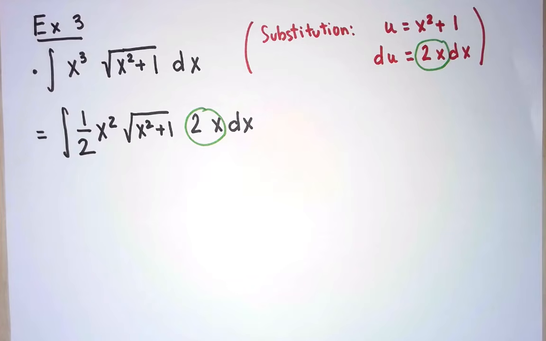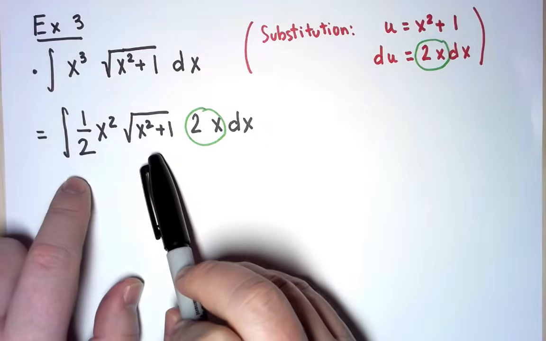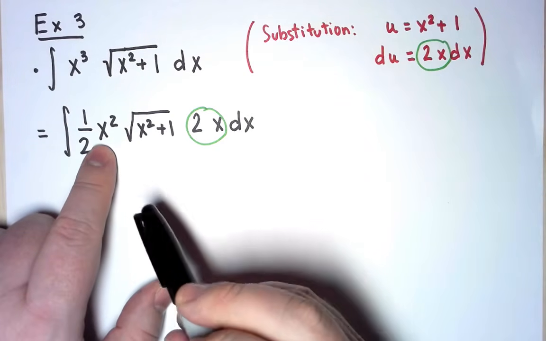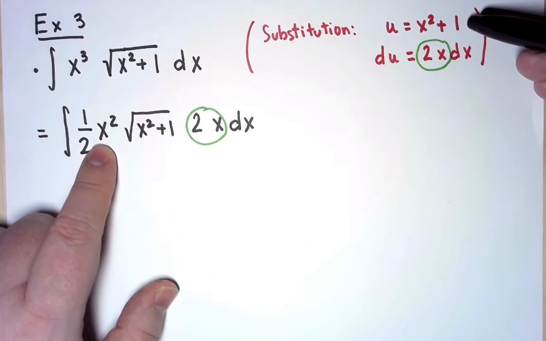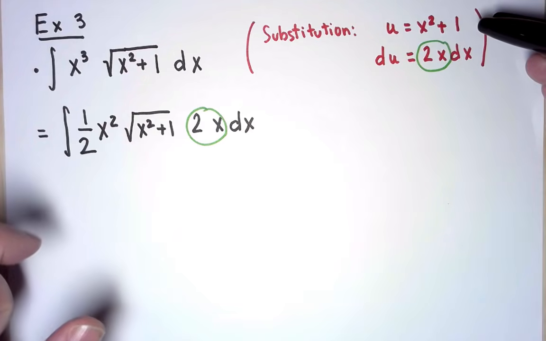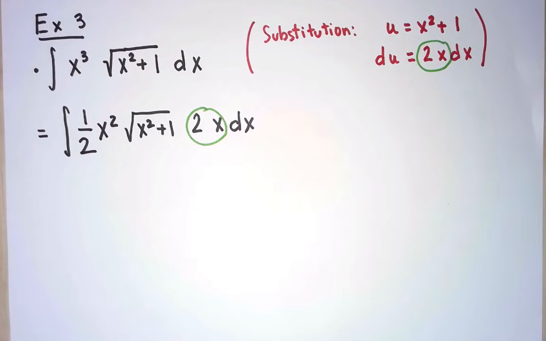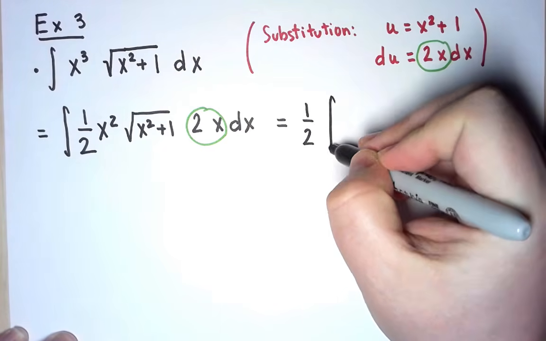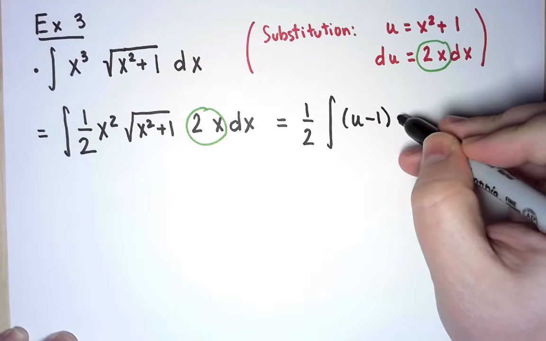Now, can I execute the substitution? I need to transform everything else in terms of u. x squared plus 1 is u. But what about this other x squared? Well, I can rewrite x squared as u minus 1. This seems to work. Let's do it. I get 1/2 of the integral of u minus 1 times root u with respect to u.